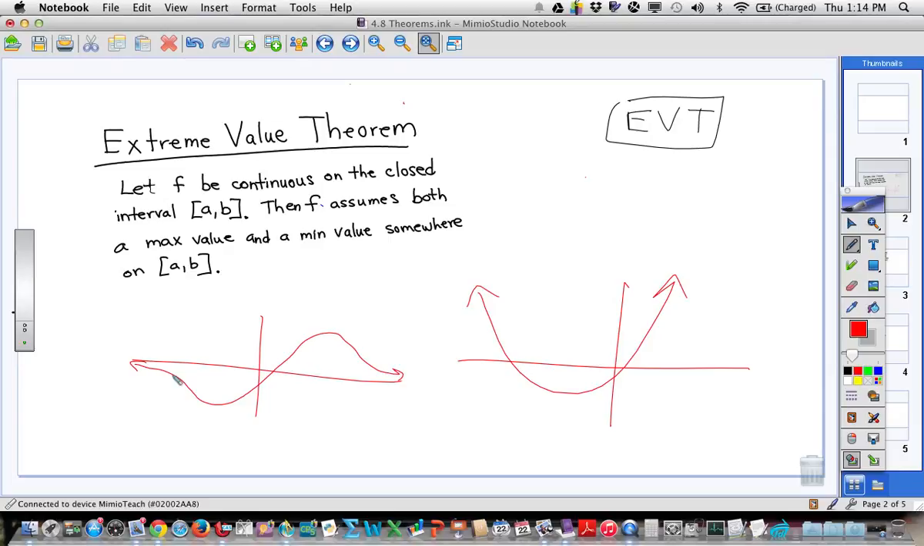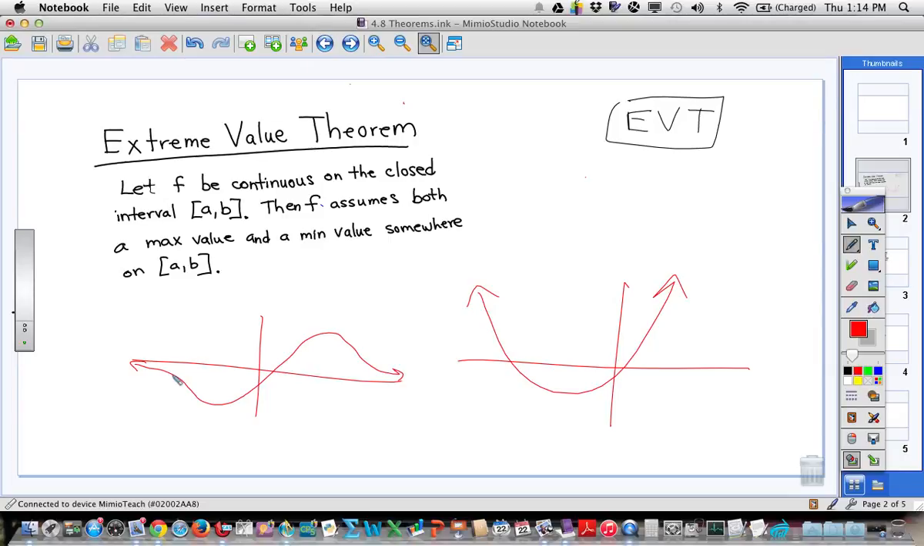So here's an example of a continuous function, but no closed interval. It still has a max and a min. Here's an example of a continuous function with no endpoints that has a min but doesn't have a max. Neither of these bother this at all, because this doesn't say anything about these situations, right?